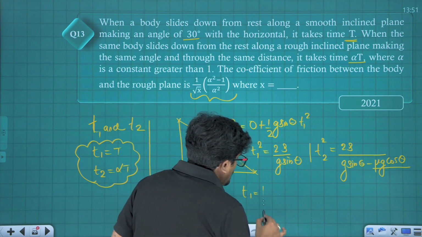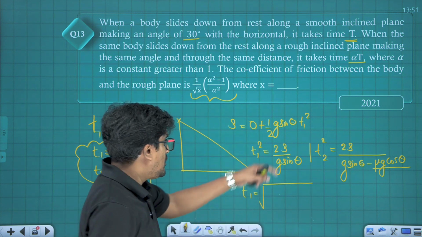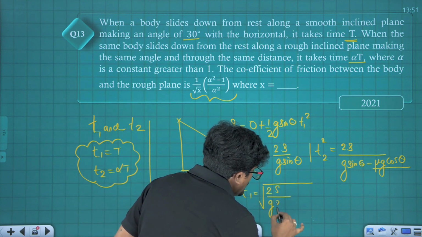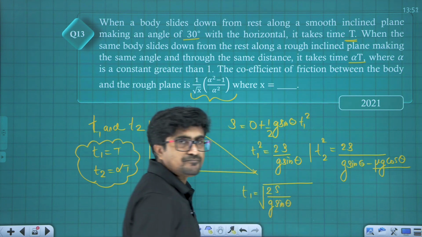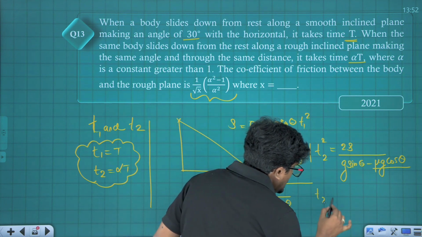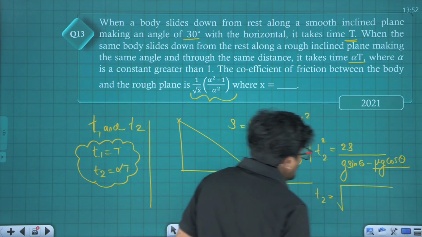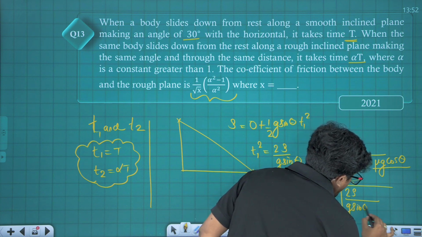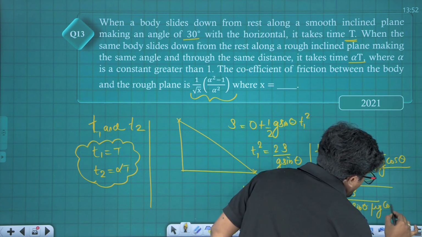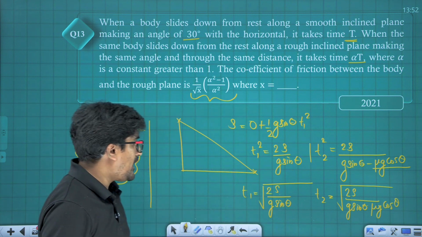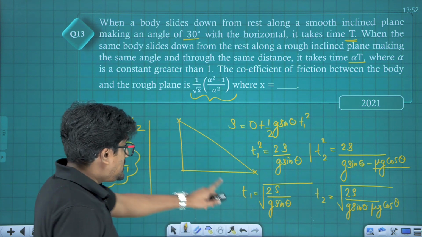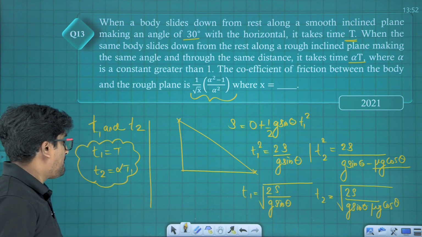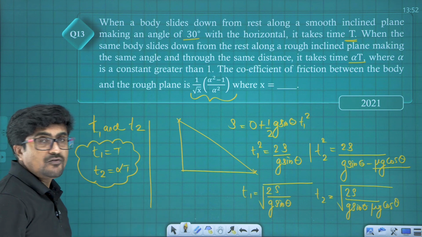T1 is equal to root of 2 times s upon g sine theta. And what is T2? T2 is equal to root of 2 times s upon g sine theta minus mu g cos theta. Okay, and we know that T2 is equal to alpha times T1, isn't it? Alpha times T1. So I am going for that.